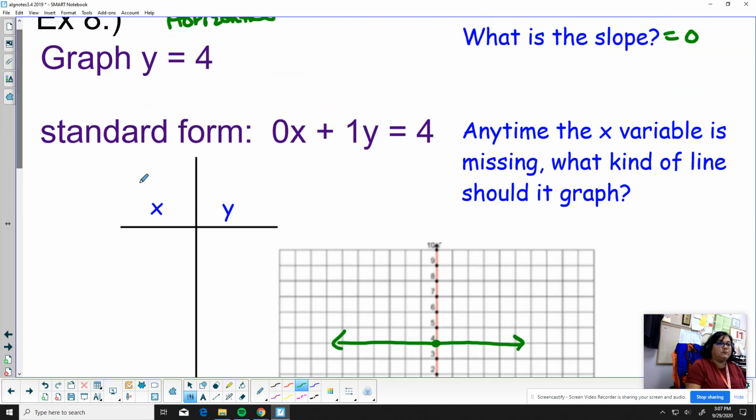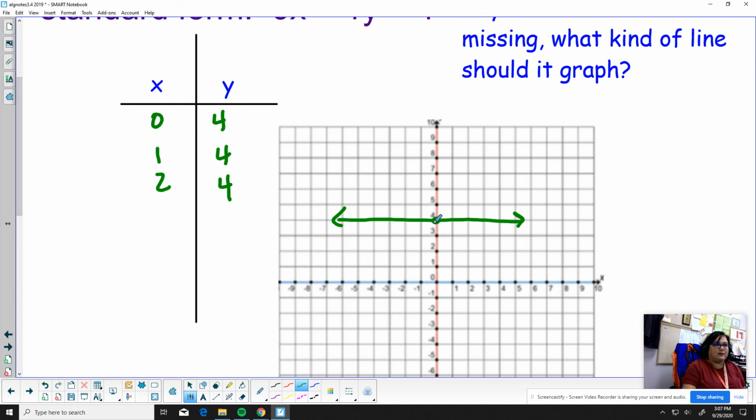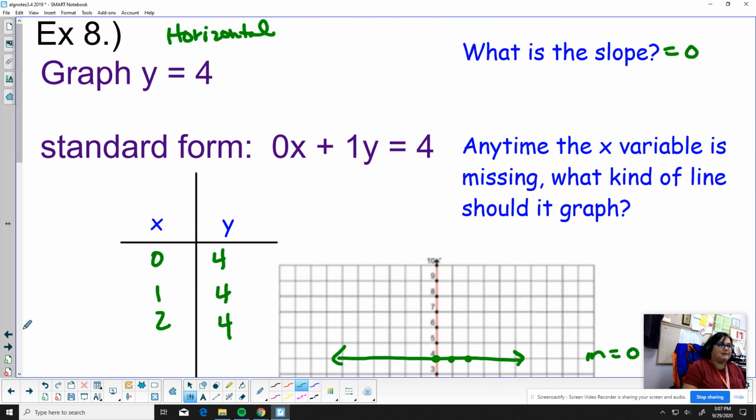Okay, and then some of us will use our problem solving. So y is always 4. So we'll put 4, 4, and 4. Because no matter what x is, y is 4. So then I'll just pick some random values for x that are easy to graph. 0, 4 is right here. 1, 4, 2, 4. And I can keep going. I mean, it'd be 3, 4, 5, 4, 6, 4. I could do negatives. Okay, again, the slope is 0 of a flat line. Okay, it's always going to graph a flat line where there's no x.